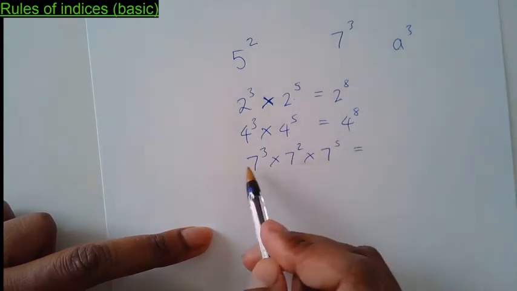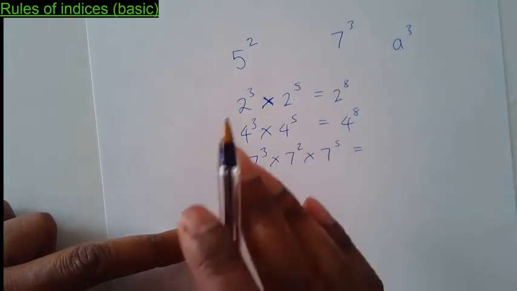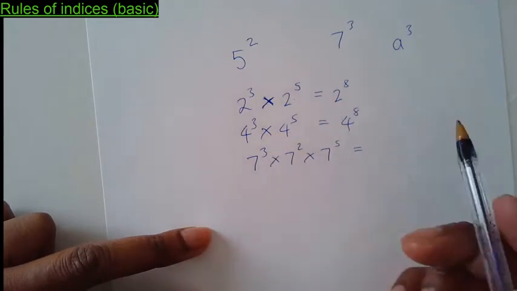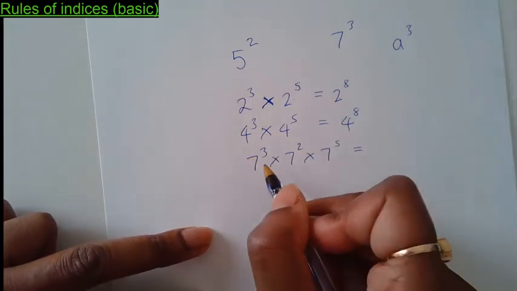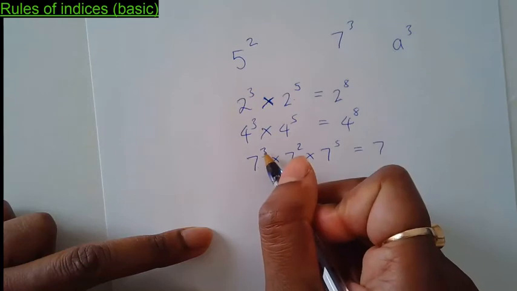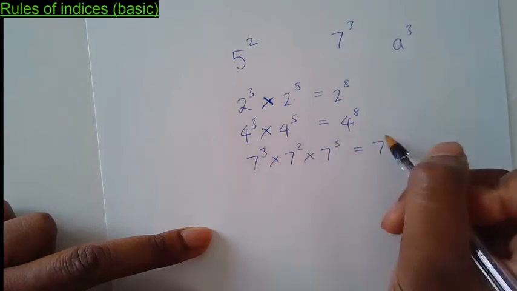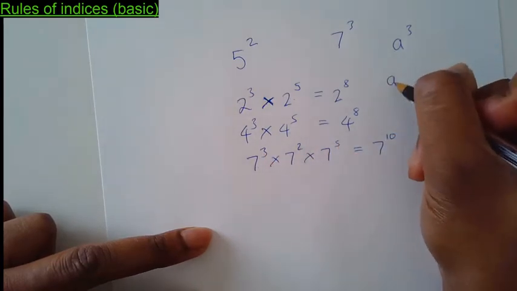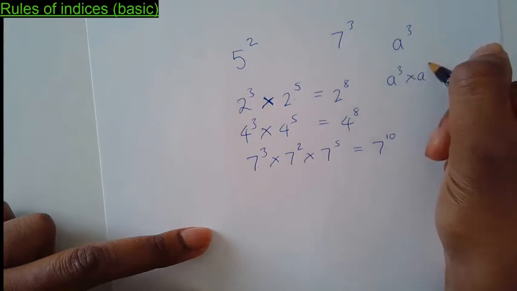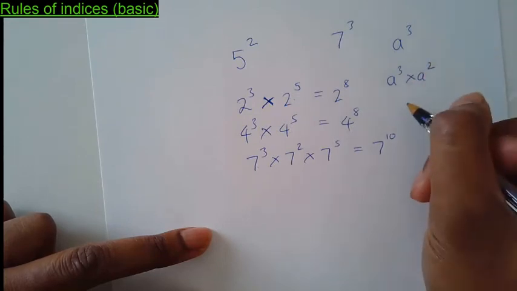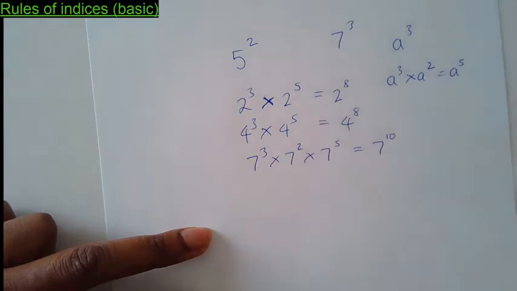Base is the same all the way through. By the way, if the base is not the same, you can't do this. You can't just add the indices, in case you're wondering. Copy the base and then add the indices. 3 add 2 is 5, 5 add 5 is 10. And you can do the same thing with letters as well. Exactly the same thing. That'll be 8 to the power of 5.